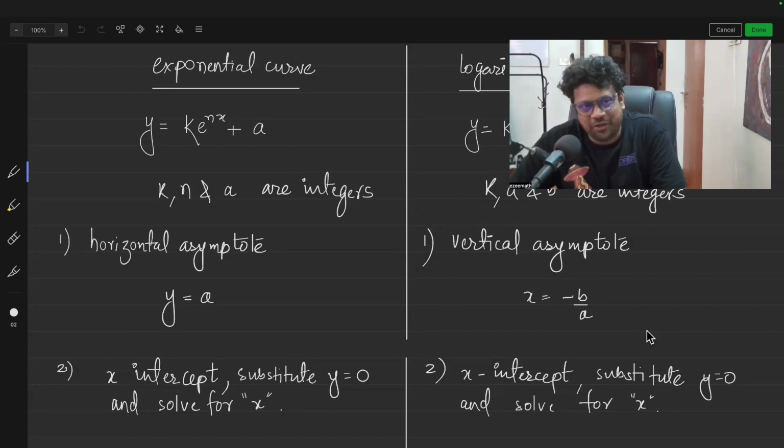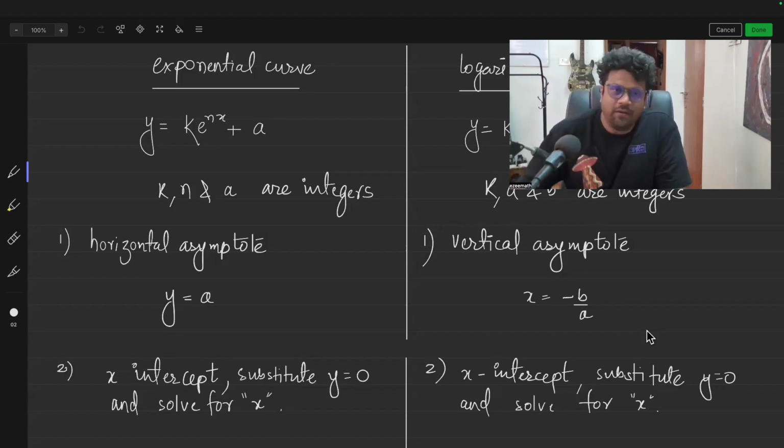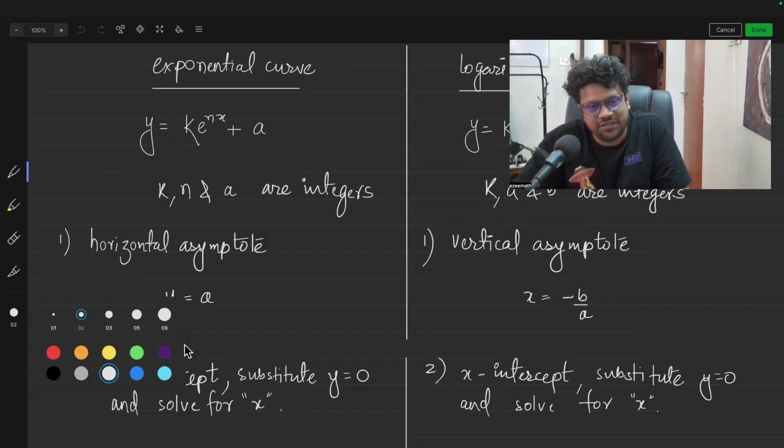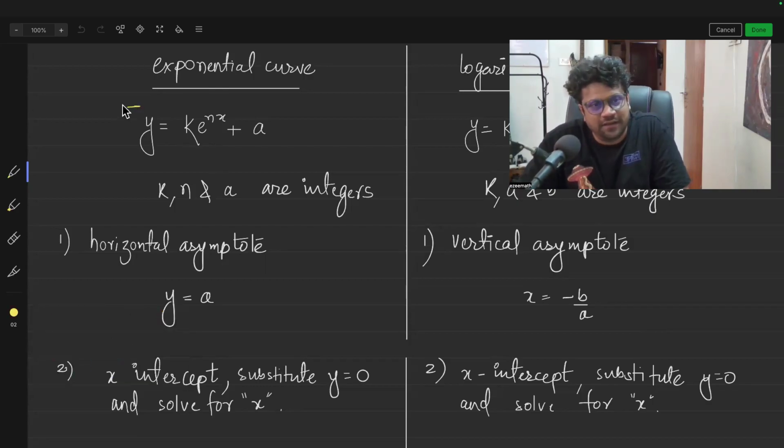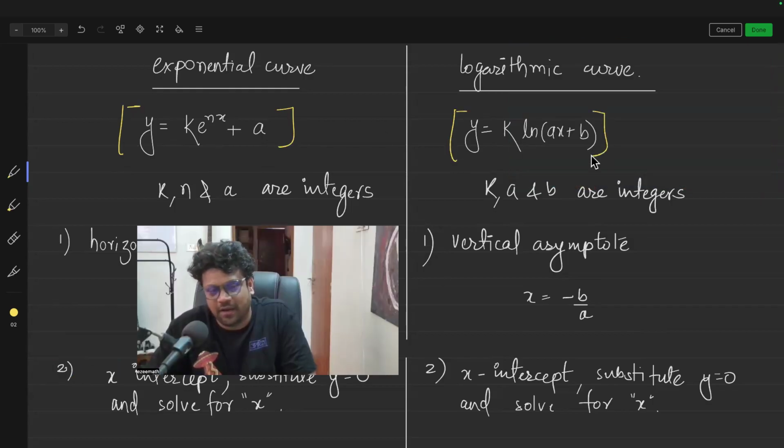My name is Zishan, and today we're going to look into sketching of exponential and logarithmic curves in Additional Math IGCSE. There are supposed to be equations of this form that you're going to be asked to sketch. I'll show them to you. There it is. This is the form there's going to be for exponential curves, and this is the form there's going to be for logarithmic curves.